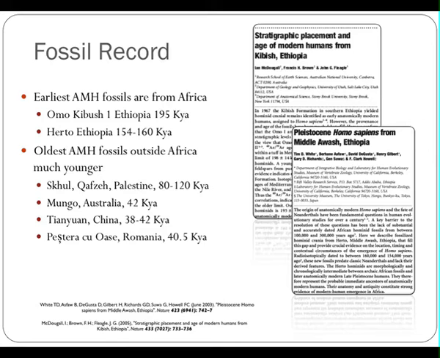So according to the fossil record, it's quite clear that the oldest anatomically modern human fossils are from Africa. So these fossils from Omo in Ethiopia, around 195,000 years ago. And then the next oldest set of fossils are from Herto in Ethiopia, and about 150,000 to 160,000 years ago. And any fossils that belong to anatomically modern humans from outside Africa are much younger. And so this fits in with the idea that anatomically modern humans originated in Africa and then spread around the world.